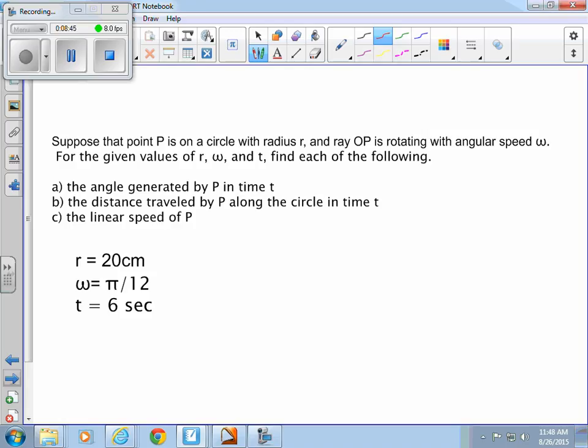Well, pi over 12 is how fast I'm going, right? What's the unit on that? Radians per second. If I do that for 6 seconds, I do 6 of those, right? 1 pi over 12 in 1 second, 2 pi over 12 in 2 seconds, all the way up to 6 seconds. Everyone agree? Pi over 2.